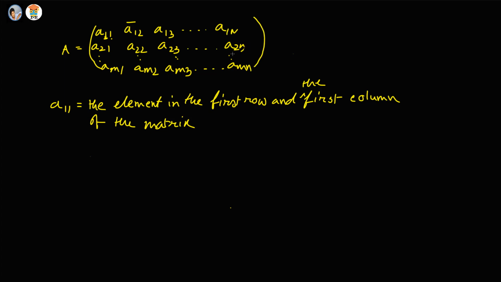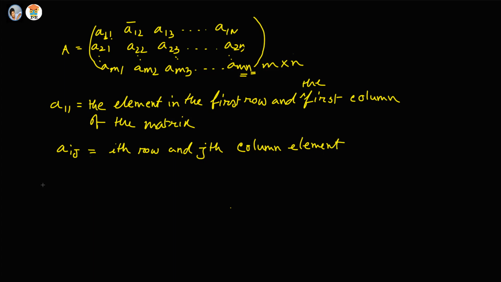Now here we have m number of rows in this matrix and n number of columns. Here any element, if I write Aij, it means that this element is the ith row and jth column element.